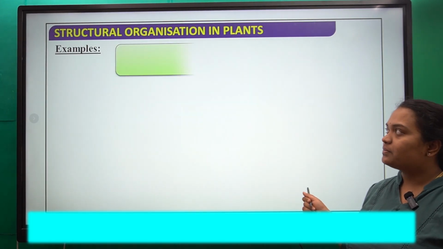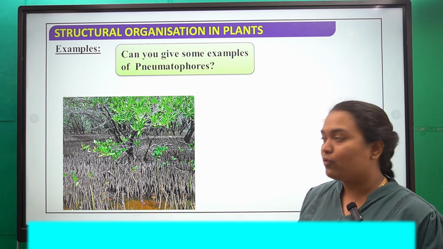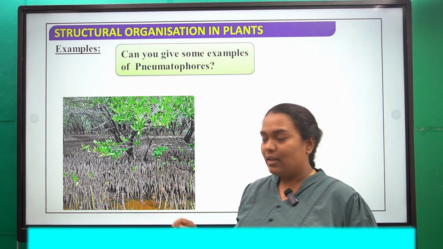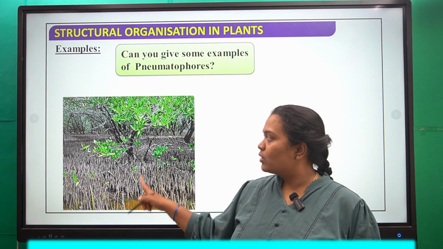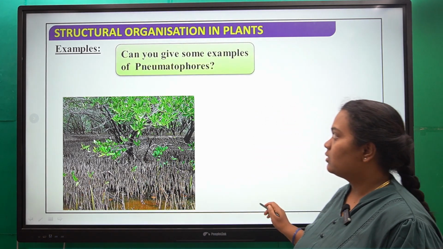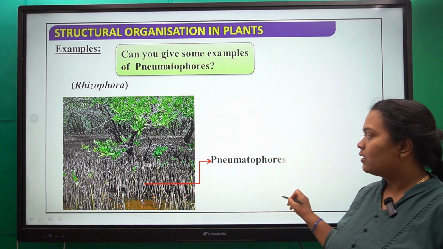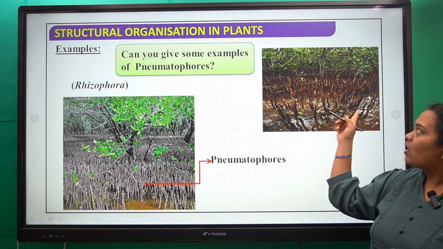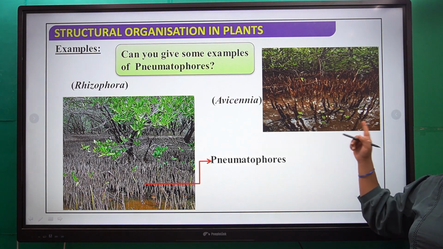Examples are, so can you see what the pneumatophores are? So this is the plant. If you think these all are plants, you are mistaken. All the outgrowths which are pointing towards the sky are nothing but pneumatophores. So what is the example? Rhizophora. Here also you can see all these are what? These are pneumatophores. This is Avicennia.